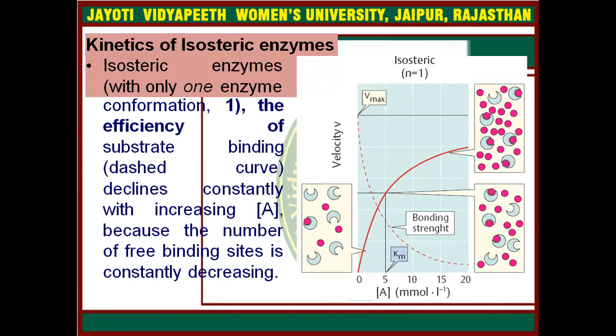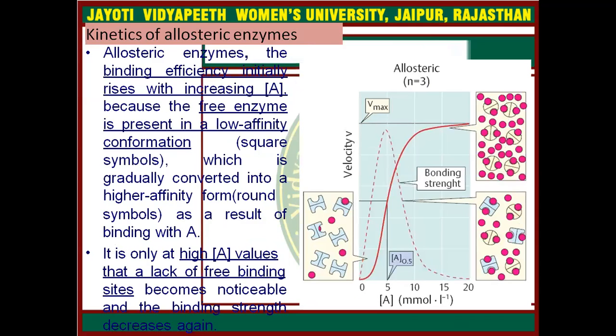Kinetics of isosteric enzymes. For isosteric enzymes with only one enzyme conformation, the efficiency of substrate binding declines constantly with increasing A, because the number of free binding sites is constantly decreasing. Allosteric enzyme: the binding efficiency initially rises with increasing A because the free enzyme is present in a low affinity conformation, which is gradually converted into a higher affinity form as a result of binding with A. It is only at high A values that a lack of free binding sites becomes noticeable and binding strength decreases again.